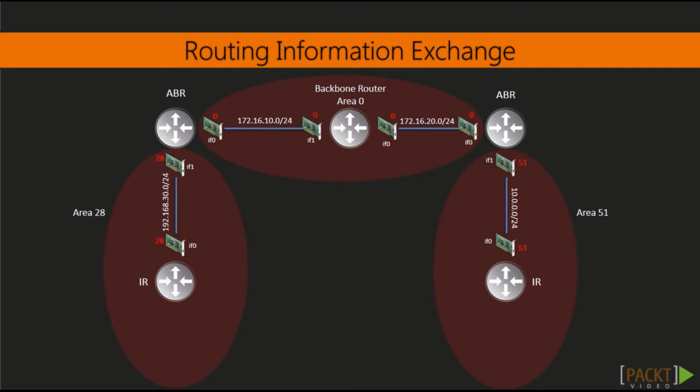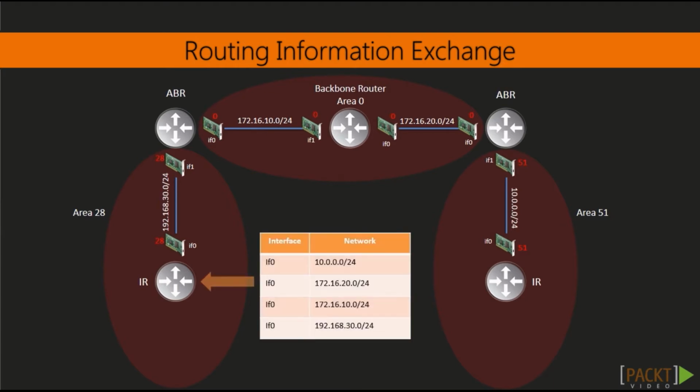When using OSPF, each router has a routing table as well. So, as I've mentioned, they have already exchanged routing information. So the internal router in area 28 has a routing table which may look like this. So it knows the 4 subnets and the interface, how these subnets can be reached. So in this case, it's always interface 0 because the router has only one interface right now.